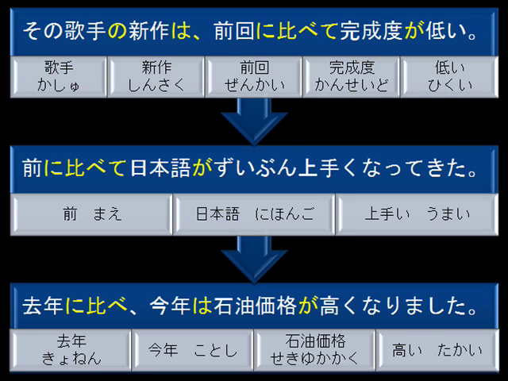This means previously. The second vocabulary word, 日本語. This means Japanese. Then we have ずいぶん, which means that the level for something is high. Then we have 上手くなってきた, to become good at something.